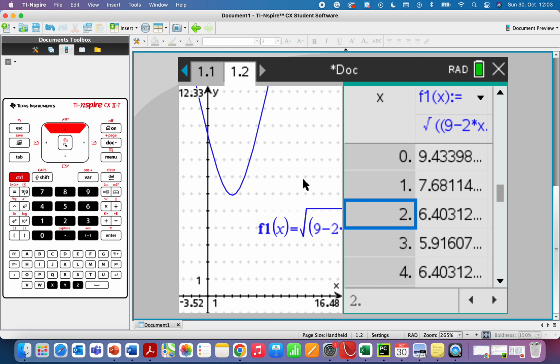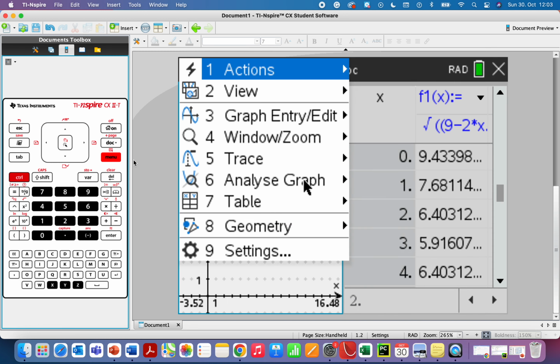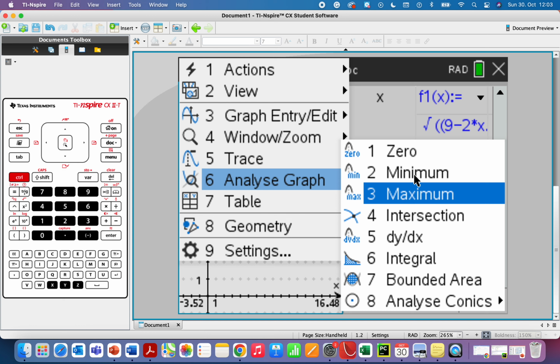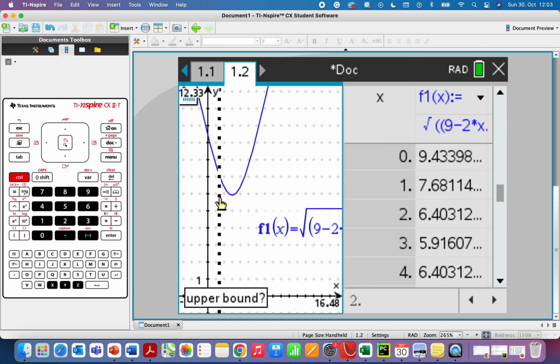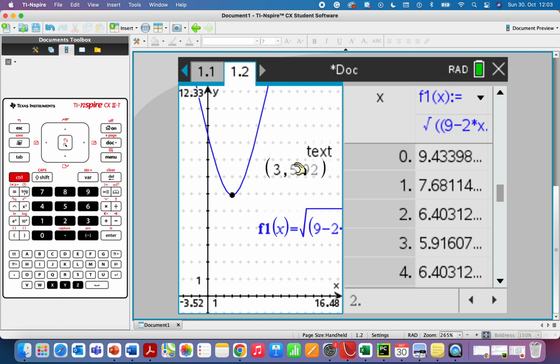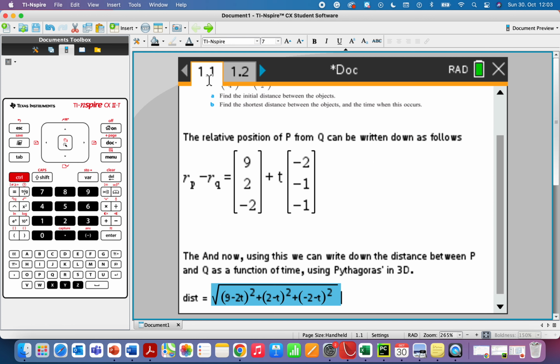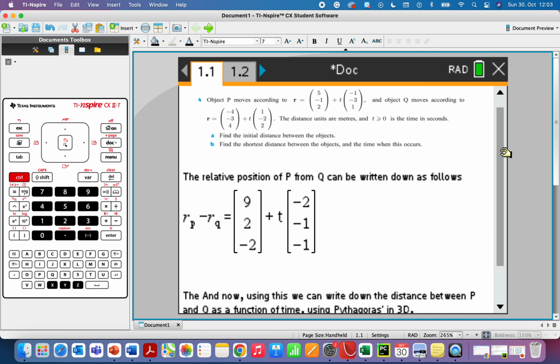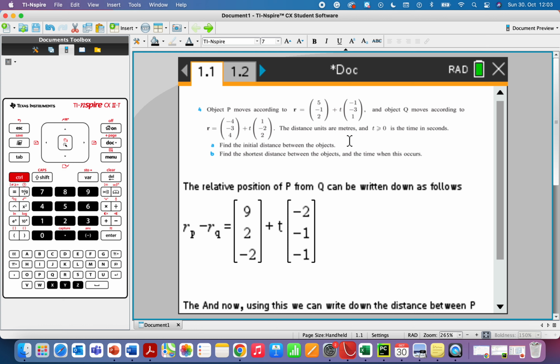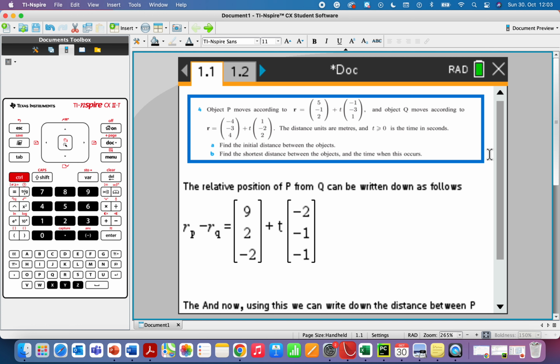But of course, we just go back to the graph, analyze graph, look at the minimum, and we can see quite clearly that it appears at time t equals 3, the minimum distance is achieved, and that's 5.92. Let's go back to the question. And the question talks about the distances in meters. So the answers are indeed in meters. Let's just transfer it to the screen now.